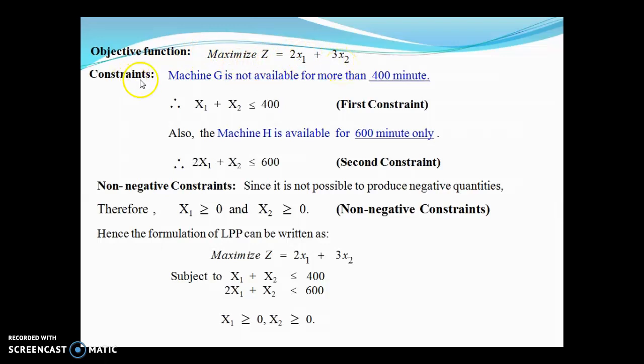Then constraint, how to write the constraint? There are again two constraints. What are the constraints in the problem statement? Machine G is not available more than 400 minutes. Therefore, x1 plus 2x2 is less than or equal to 400. This is the first restriction or constraint. Then similarly the second machine, that is H. H is available for 600 minutes only. Then 2x1 plus x2 is less than or equal to 600. So how to write 2x1 plus x2?